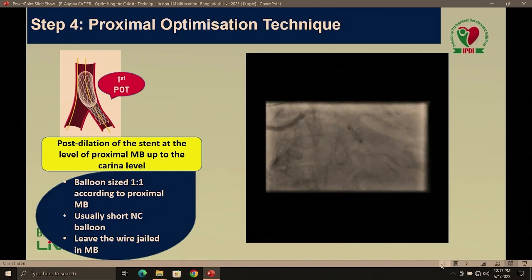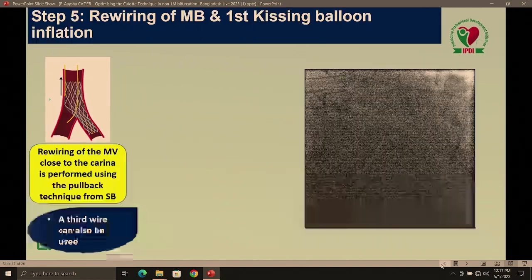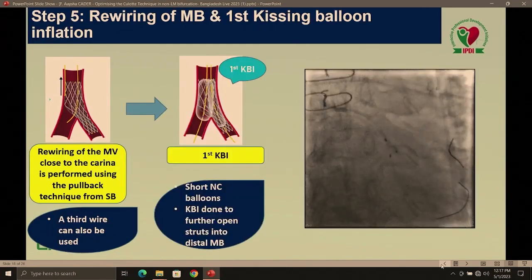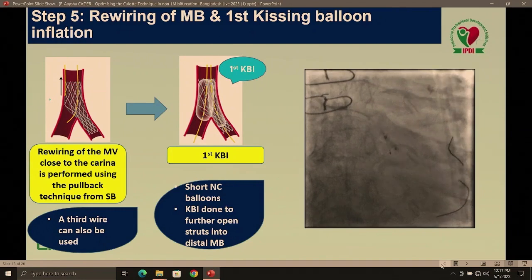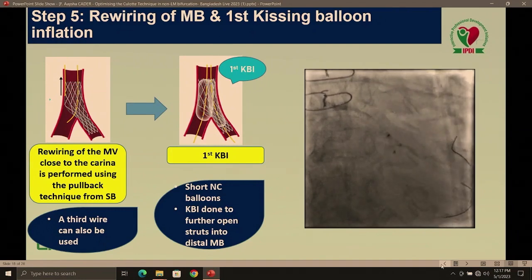There are 3 pots in the ideal perfect culotte technique. So the first pot comes after the side branch stent has been implanted. This balloon should be sized 1:1 to the proximal main branch, and it's usually a short NC balloon, and it's important to leave the jailed wire in the main branch. After that, you do a rewiring of the main vessel close to the carina by the pullback technique from the side branch. This is followed by a first kissing balloon inflation.